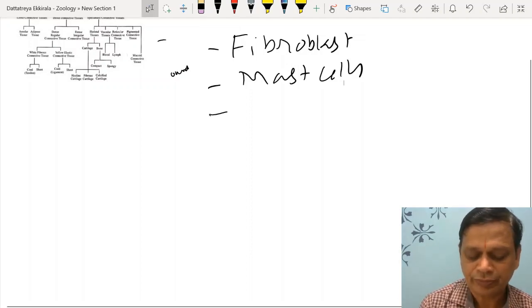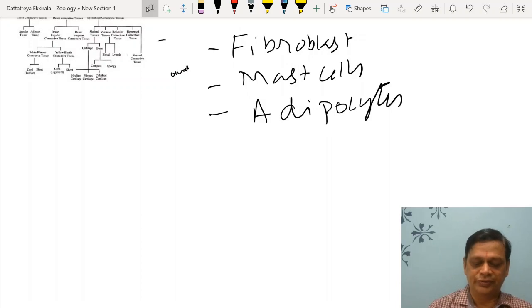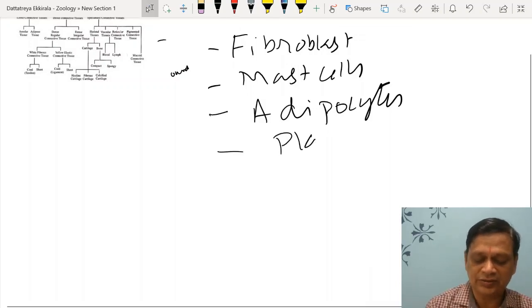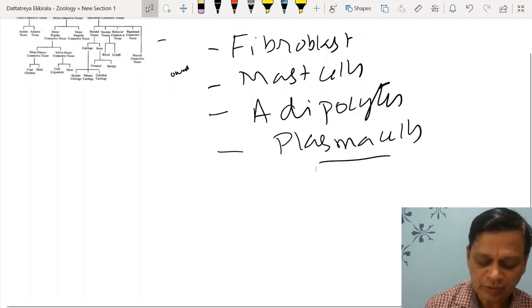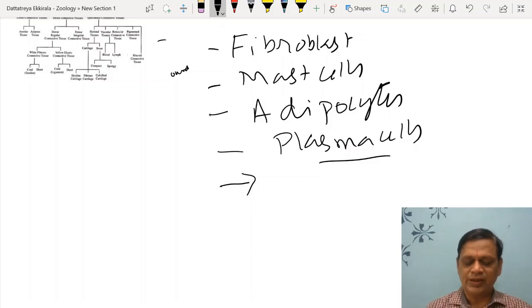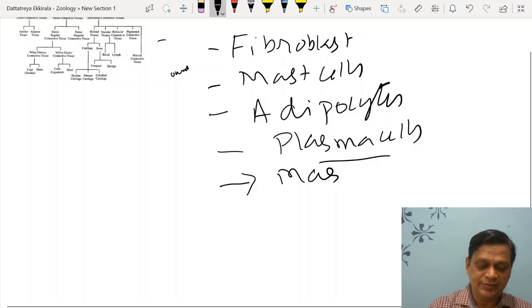Then adipocytes. So these adipocytes store fat droplets or fat globules, right? And plasma cells are nothing but descendants of B lymphocytes. And so these are the basic types, but there are certain cells like macrophages.